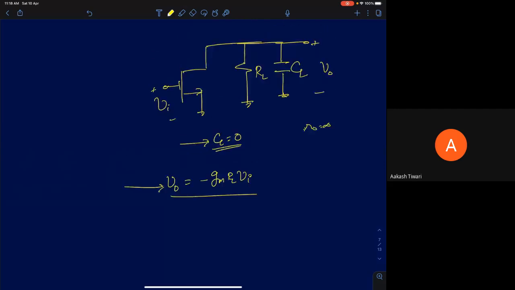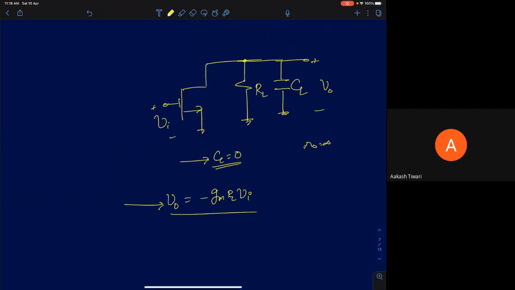Now, if I have a capacitor, then you will have to solve it. First, right now I'm going to assume I'll not be using Laplace transforms.